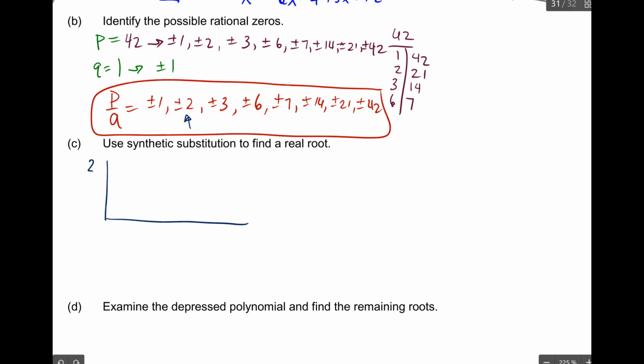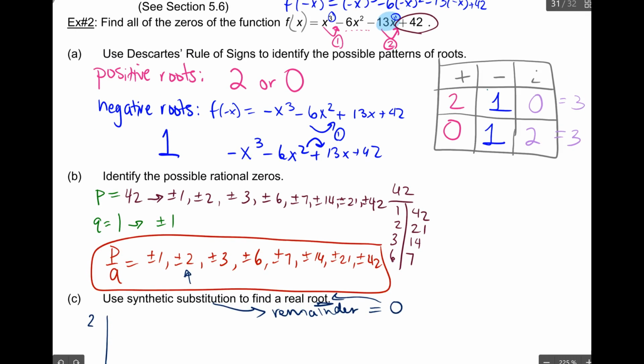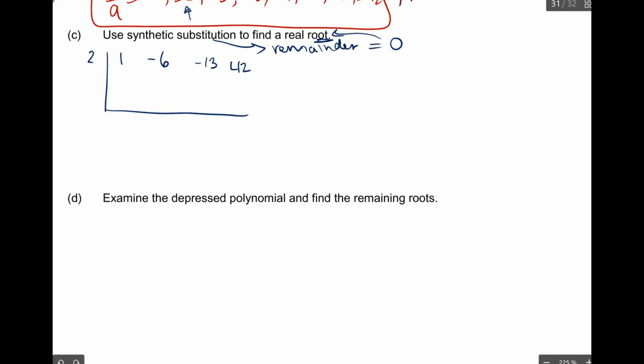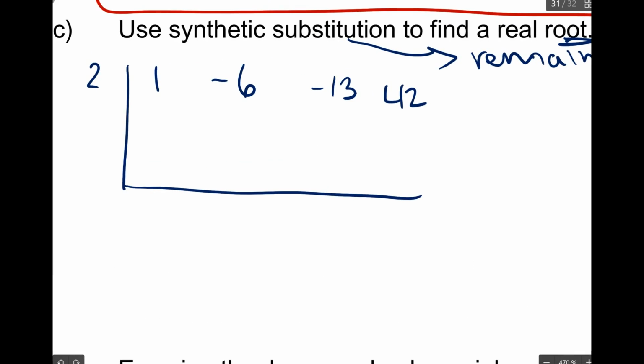I'm going to use synthetic substitution, but just remember the remainder is going to be your answer, and the remainder has to equal 0 if it's going to be a root. Let's see, so I have to go up to the original equation. Alright, let me erase all this. So I have to pick the coefficients. In front of x cubed, I have 1, and then it's a negative 6 in front of x squared, negative 13 in front of x to the first, and then I have 42. Okay, hopefully this is going to be a factor.